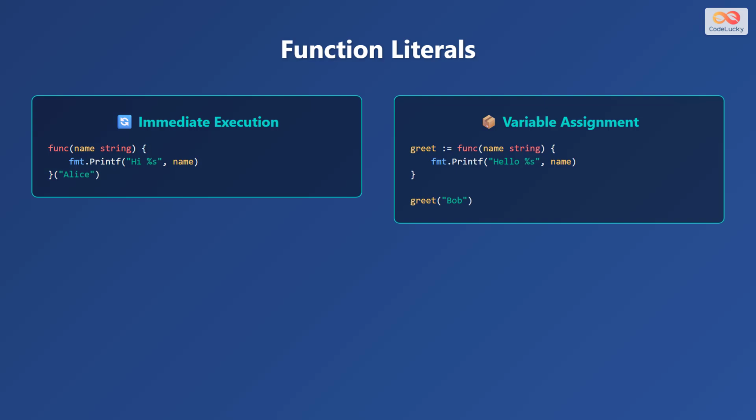The second example demonstrates variable assignment. Here, we assign an anonymous function to the variable greet. This function also takes a name argument and prints a greeting. We then call the greet function with the argument Bob.